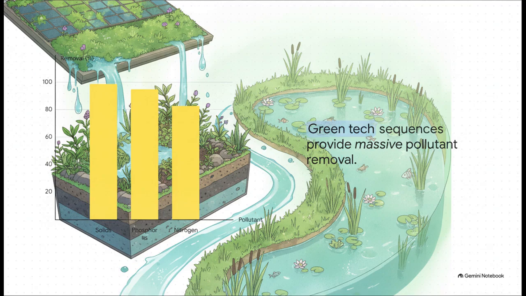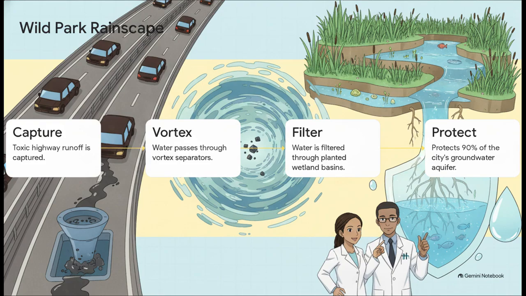It's just brilliant. Want to see this in the real world? Let's take a look at the Wild Park Rainscape in Brighton over in the UK. This is a true engineering marvel. Step 1. Toxic road pollution from a busy highway is captured. Step 2. The water passes through vortex separators to pull out heavy debris. Step 3. It's naturally filtered through planted wetland basins. And the result? Step 4. 90% of the city's drinking water, which sits in a vulnerable groundwater aquifer, is protected from toxic runoff. It's basically the perfect marriage of structural and ecological engineering.